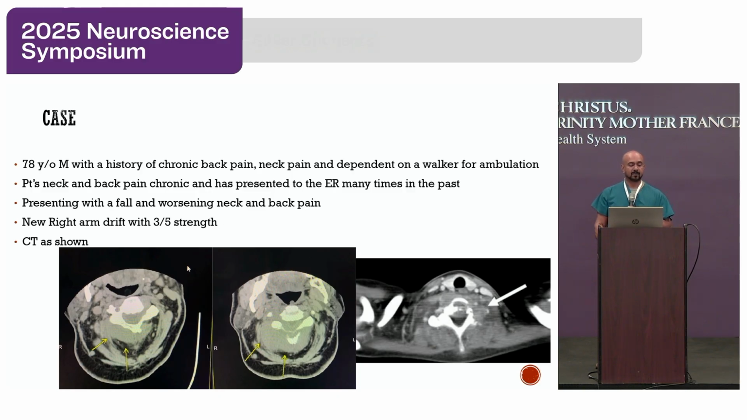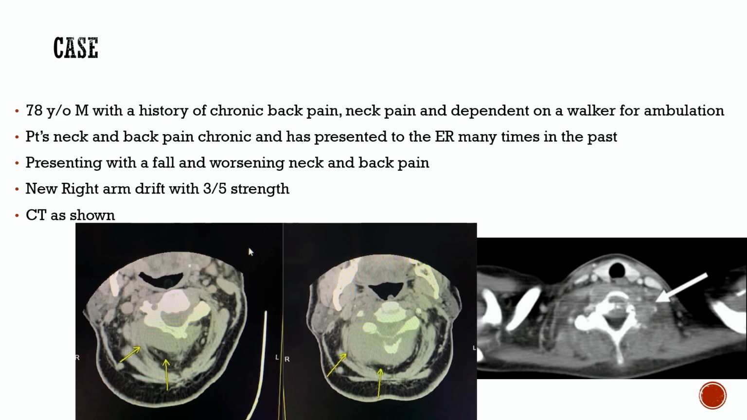This time he came with a new right arm drift and 3 out of 5 strength on the right arm. If you look at the CT scan, the one to the left is from about a month ago, showing a small mass there, encroaching on the spinal cord or the area around it a little bit, but people missed it, right? Or the reader missed it. But to your right is today's, after one month. The patient is coming with worsening symptoms and that mass is there. Now you can see that it is actually encroaching and kind of invading the spinal canal.